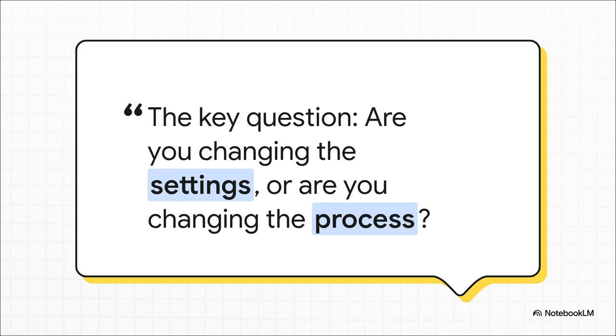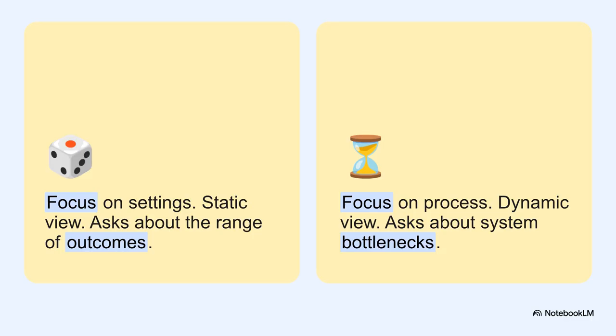Are you trying to find the best settings for your current process? Or are you trying to fundamentally change the steps of the process itself? Getting this distinction is everything. Let's break it down. Here's the difference in a nutshell. Monte Carlo is focused on parameters and settings. It gives you a static, sort of timeless view because each simulation run is independent of the others. It's asking, given all the uncertainty in my inputs, what's the full range of possible outcomes?